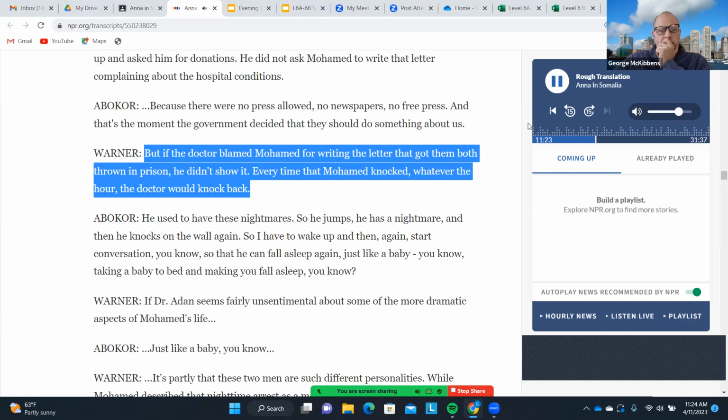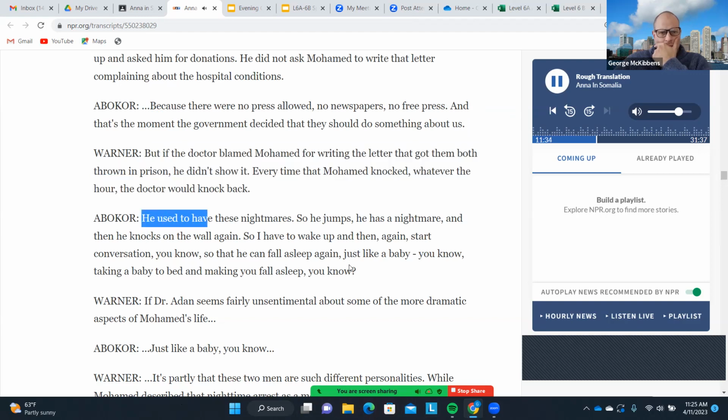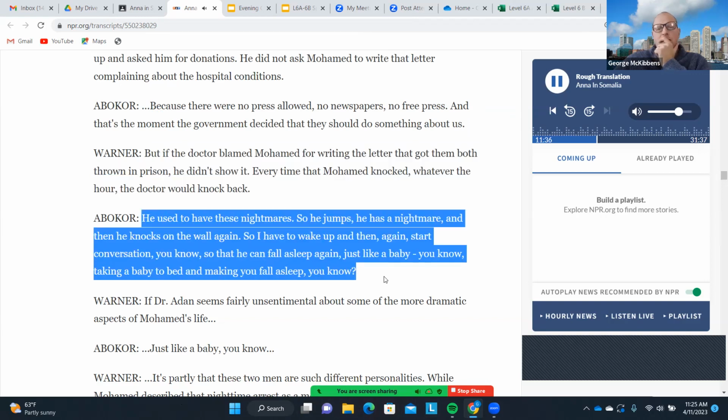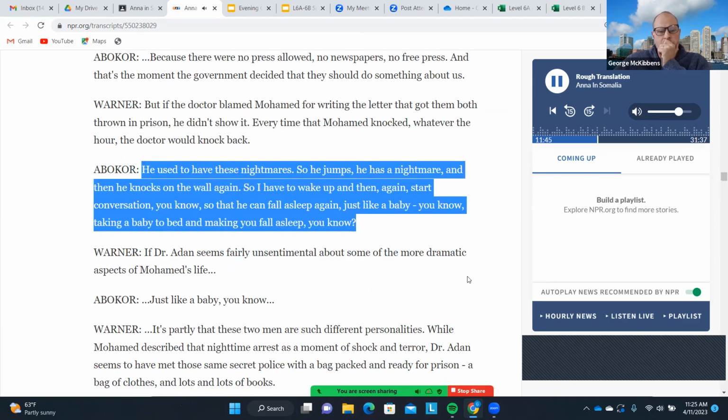But if the doctor blamed Muhammad for writing the letter that got them both thrown in prison, he didn't show it. Every time that Muhammad knocked, whatever the hour, the doctor would knock back. He used to have these nightmares. So he jumps, he has a nightmare, and then he knocks on the wall again. So I have to wake up and then again start conversation, so that he can fall asleep again. Just like a baby, taking a baby to bed and making him fall asleep.